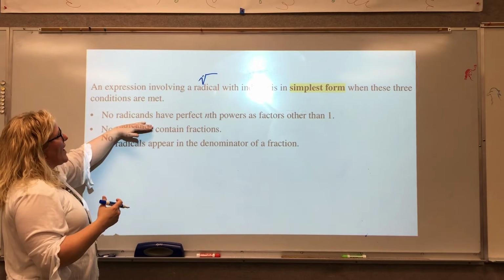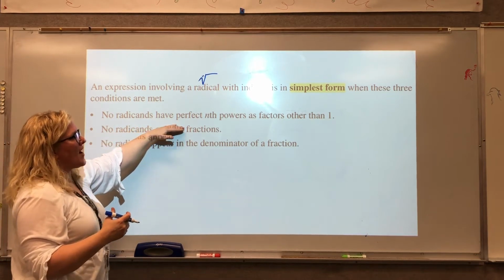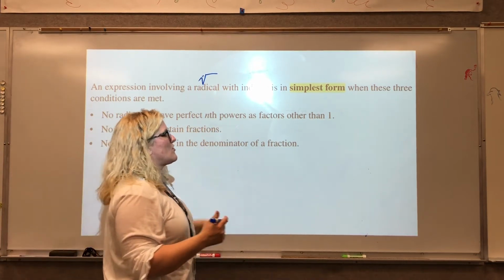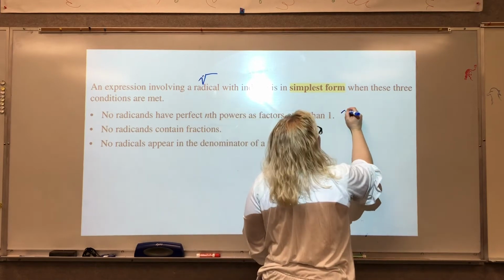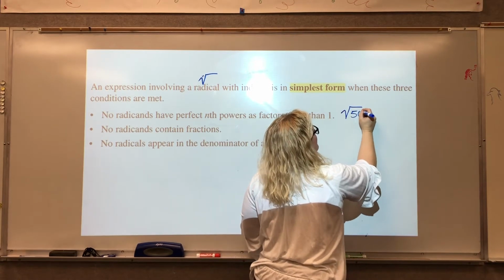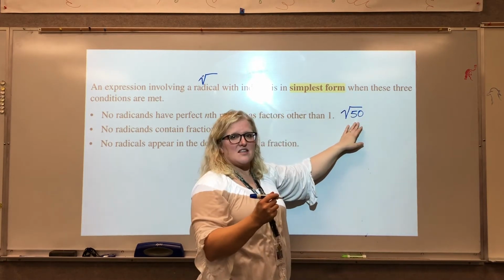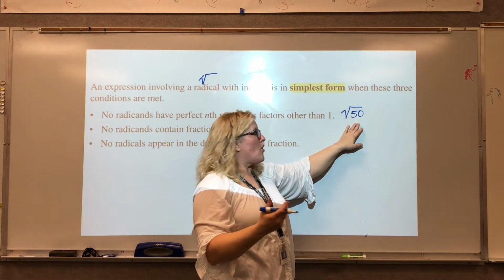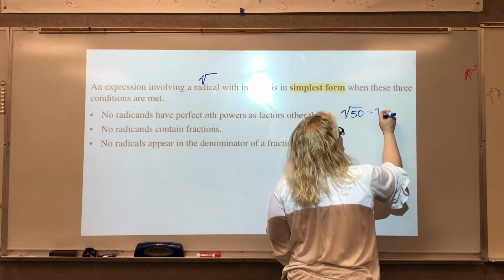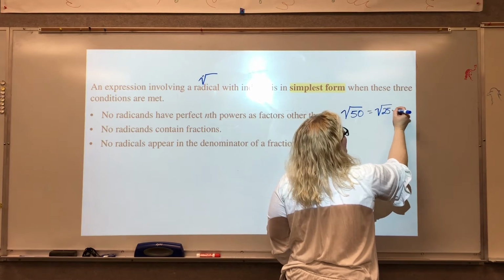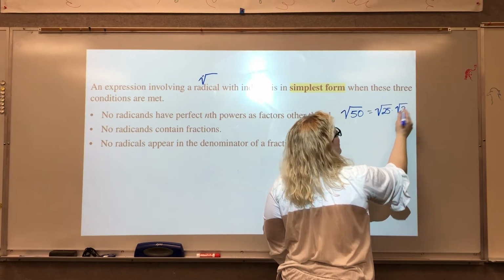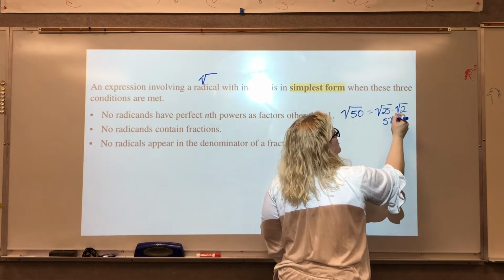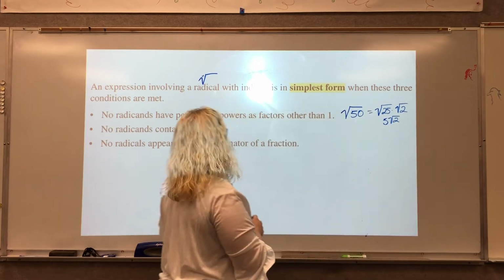No radicands have perfect nth powers as factors other than 1. So for example, if I have the square root of 50, this is not in simplest form because I have a factor that's a perfect square in there, and it's 25. So that becomes 5 times the square root of 2.